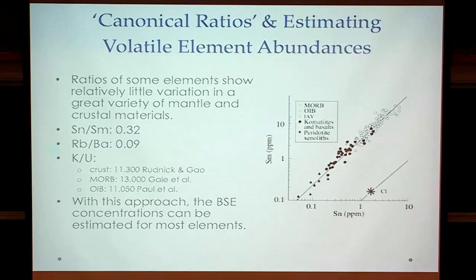MORB is mid-ocean ridge basalt. It's the basalts that erupt along divergent plate boundaries. OIB, oceanic island basalts, are basalts that erupt at oceanic islands like Hawaii.